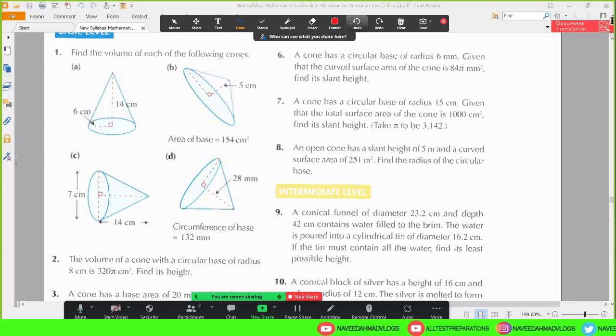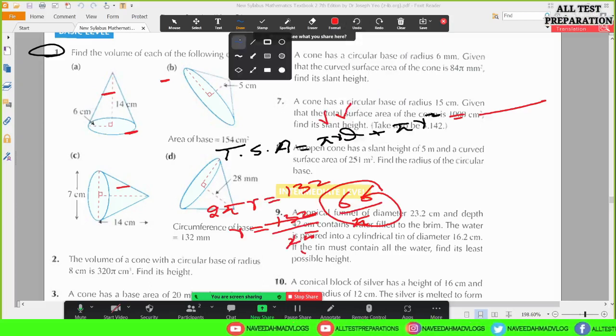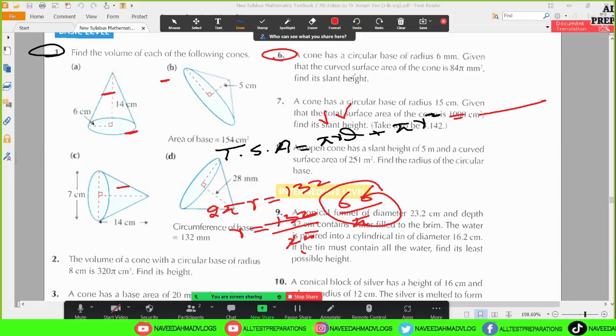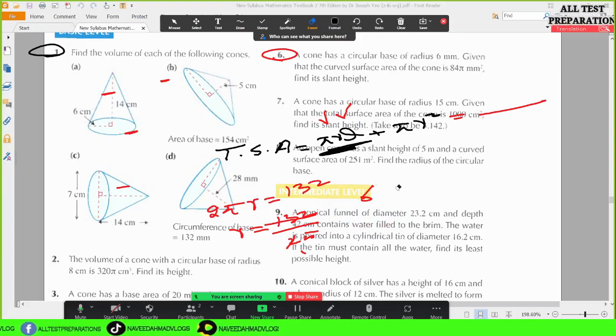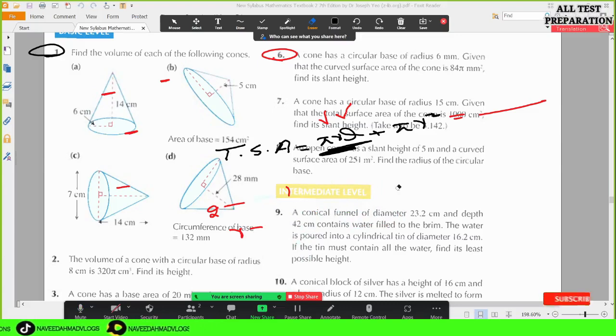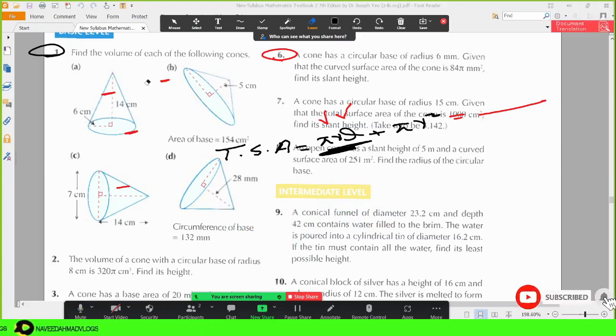Okay, तो ये भी इजी है, इतना मुश्किल नहीं है. यहाँ पे आपको total surface area, no, only the curved surface area is given to you. It means that this value is given to you, that is 84 pi. Okay, 84 pi, that value is given to you.